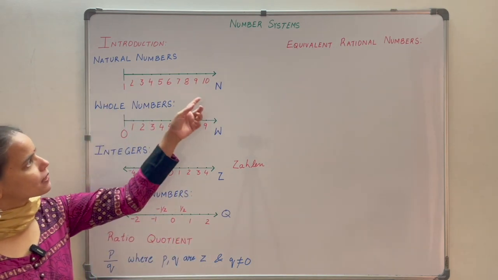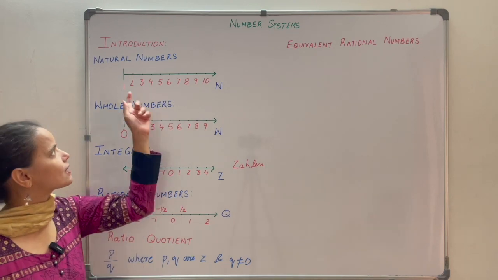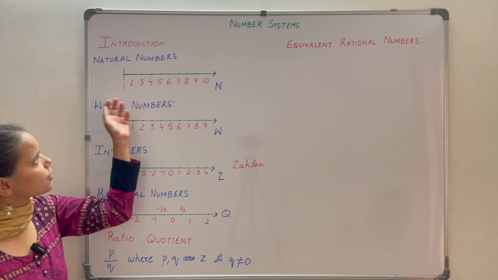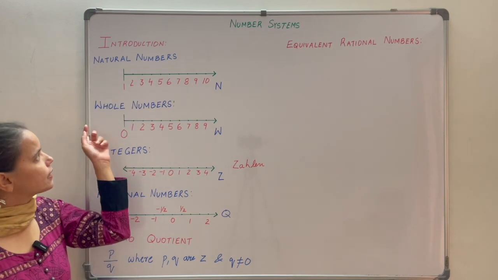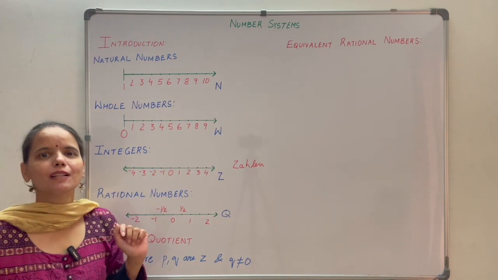It is represented by the symbol N. This is the number line for natural numbers. It starts from 1 and goes to infinity in one direction. In the collection of natural numbers, when we include 0, then it is called whole numbers. Whole numbers are represented by the symbol W.